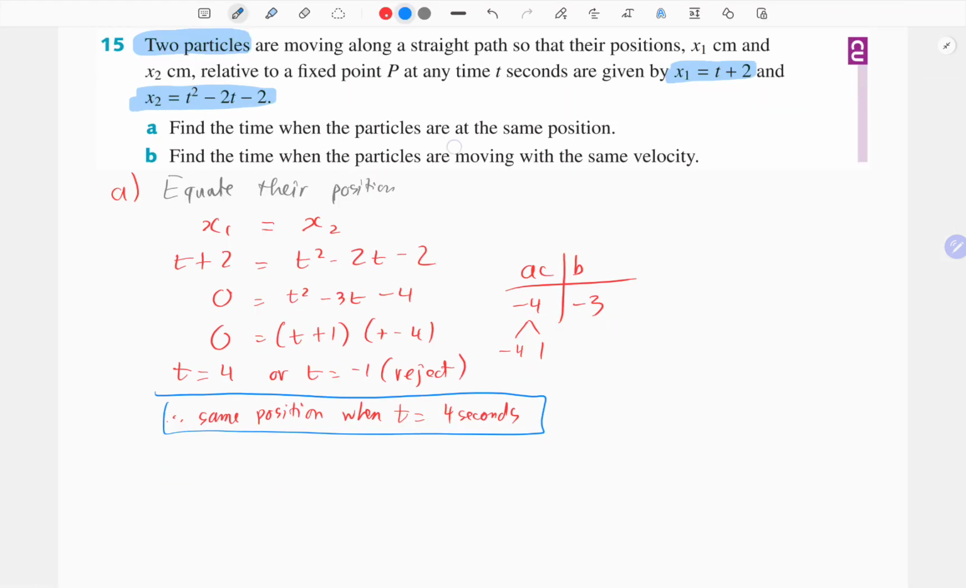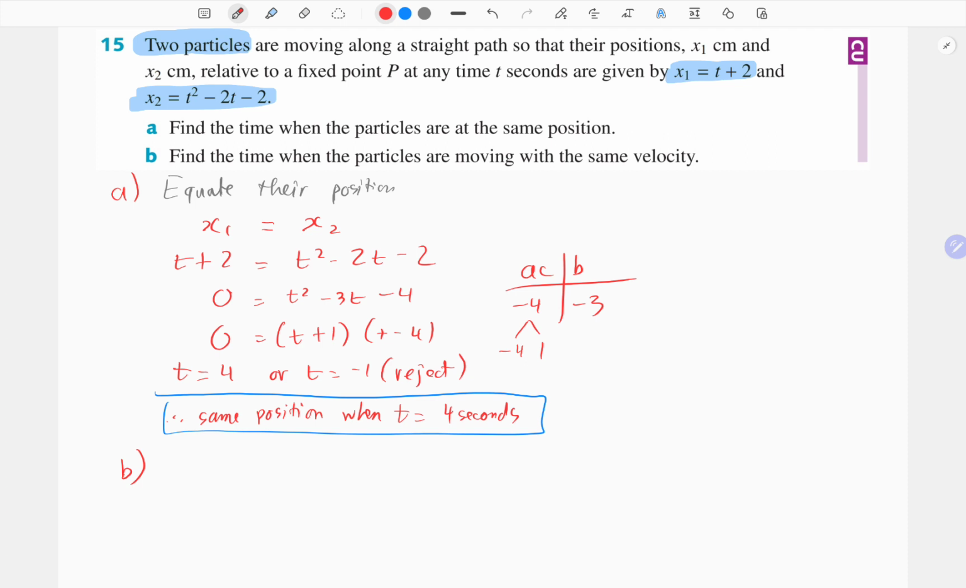Now, question B. Find the time when the particles are moving with the same velocity. How do we do this? Find the derivative of both equations. And then make them equal each other. Yes, that's right. Okay, Charlie, you should probably just sit the exam right now. You're able to do these kind of questions. Sarah, does it make sense?